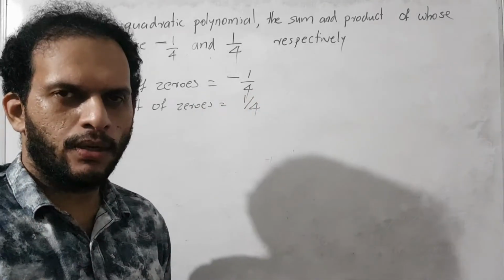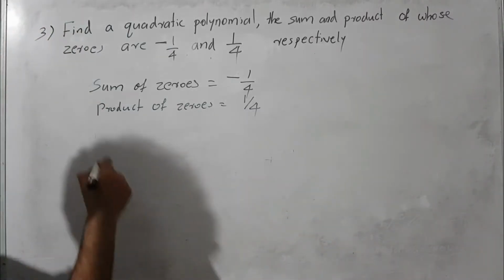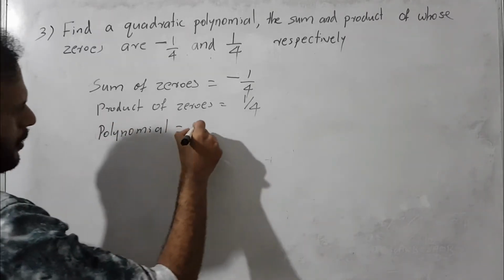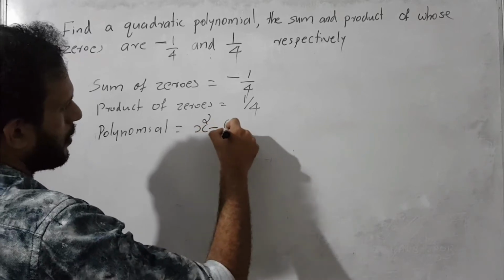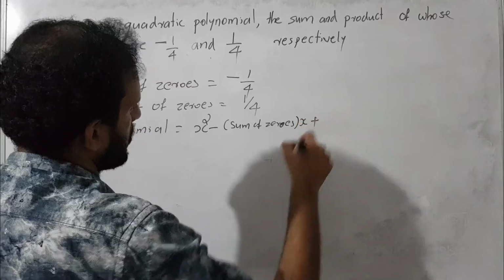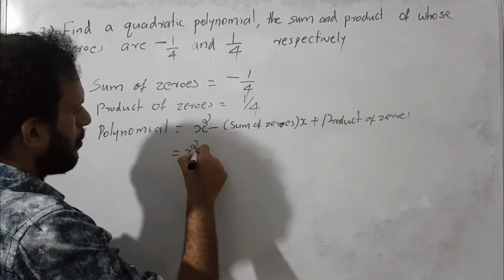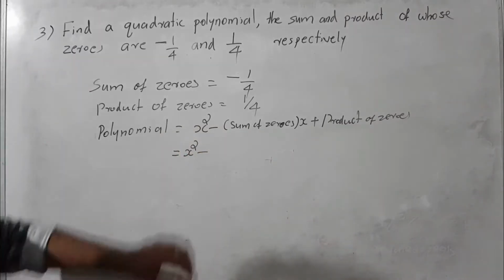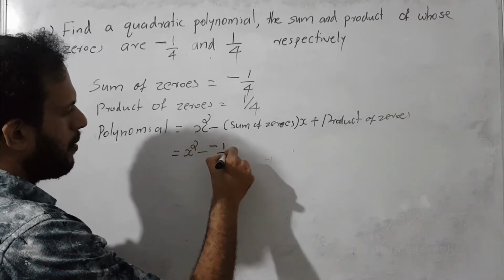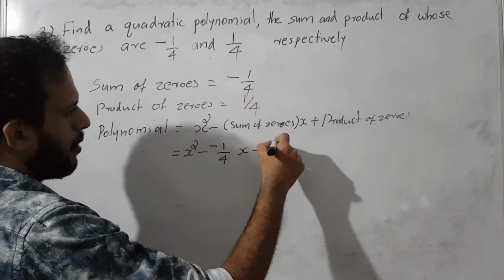Then what is next? Next we write the equation for the quadratic polynomial. Correct? Then what is the equation? Polynomial is equal to x square minus sum of zeros into x plus product of zeros, which is equal to x square minus, what is the sum of zeros? Sum of zeros is minus 1 by 4. Then minus 1 by 4x plus, what is the product of zeros? That one is 1 by 4.